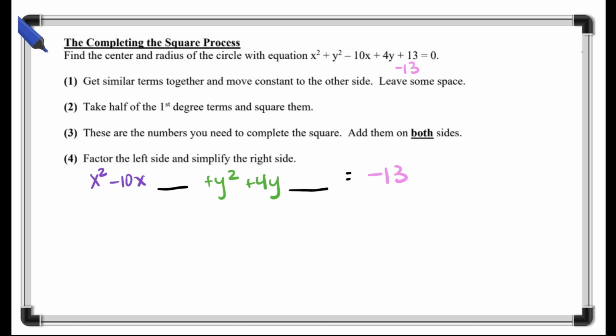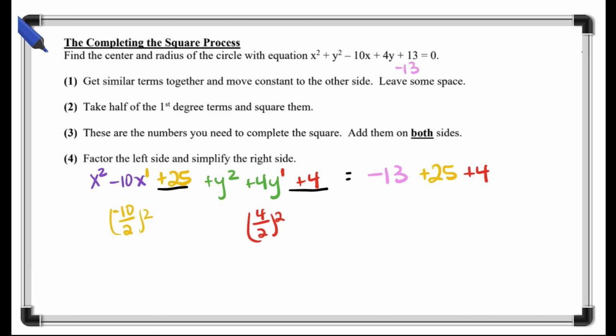So just like our completing the square process, we're going to take half of the degree 1 term and square that. So we're going to take negative 10 divided by 2, and then square it. That would get me a positive 25. And then here's my degree 1 term. I'm going to take that b, divide it by 2, and square it, and that's going to get me a positive 4. So the numbers that you found to complete the square, you're also going to have to balance your equation out. So you're going to add them to the other side. So we're going to add 25, and then we're also going to add the 4.